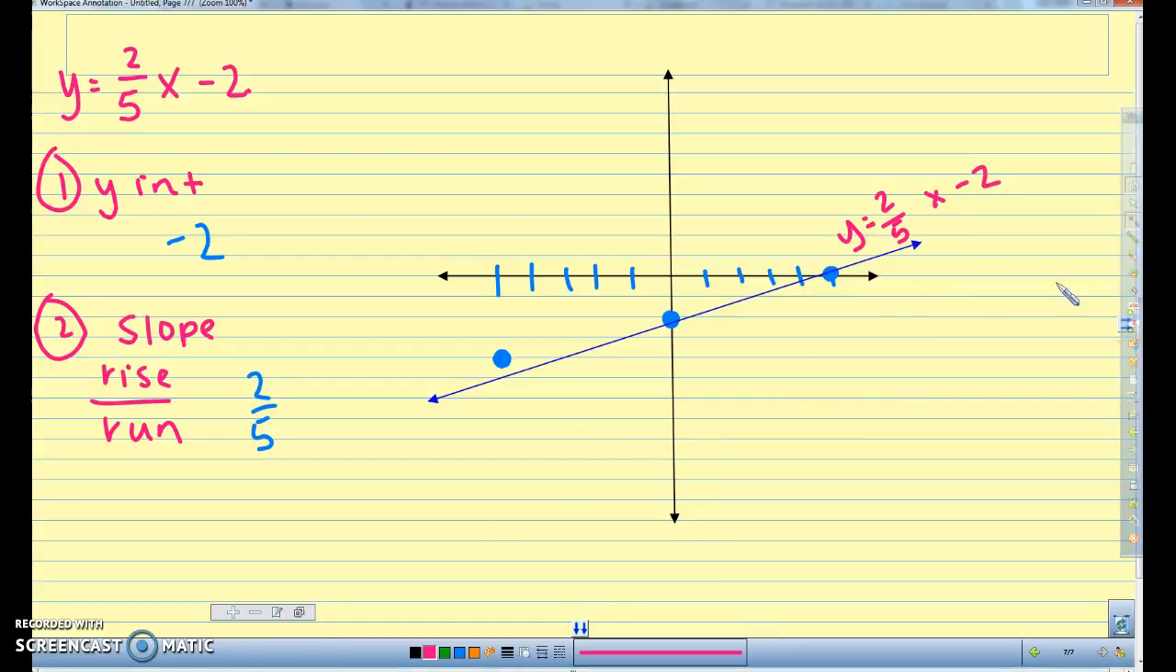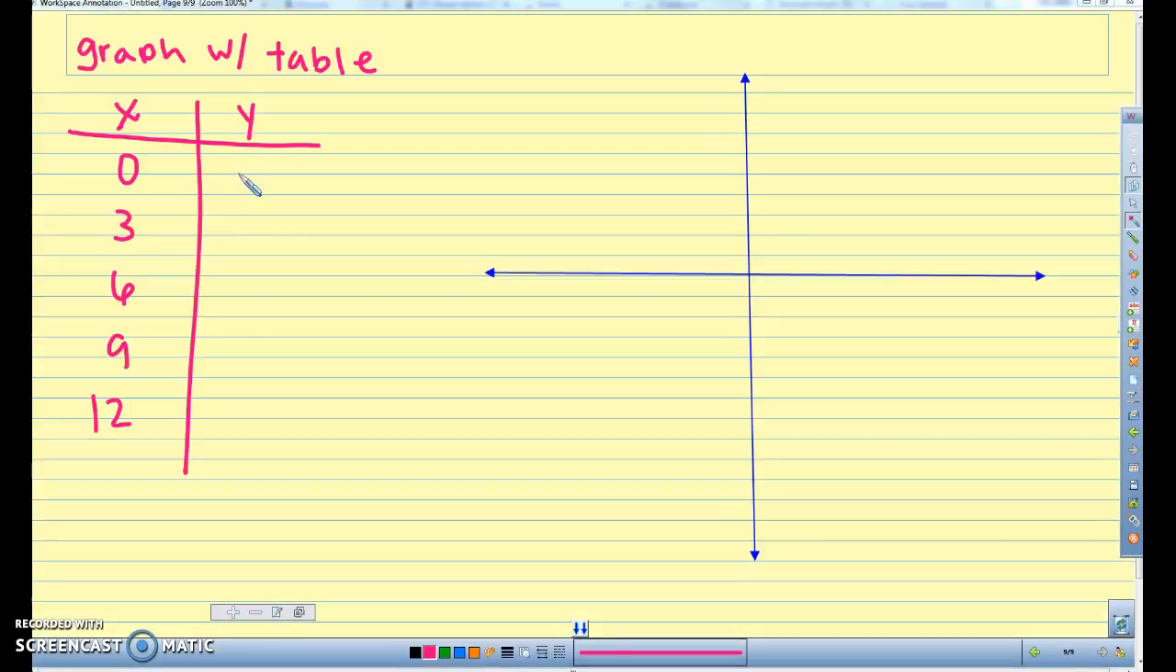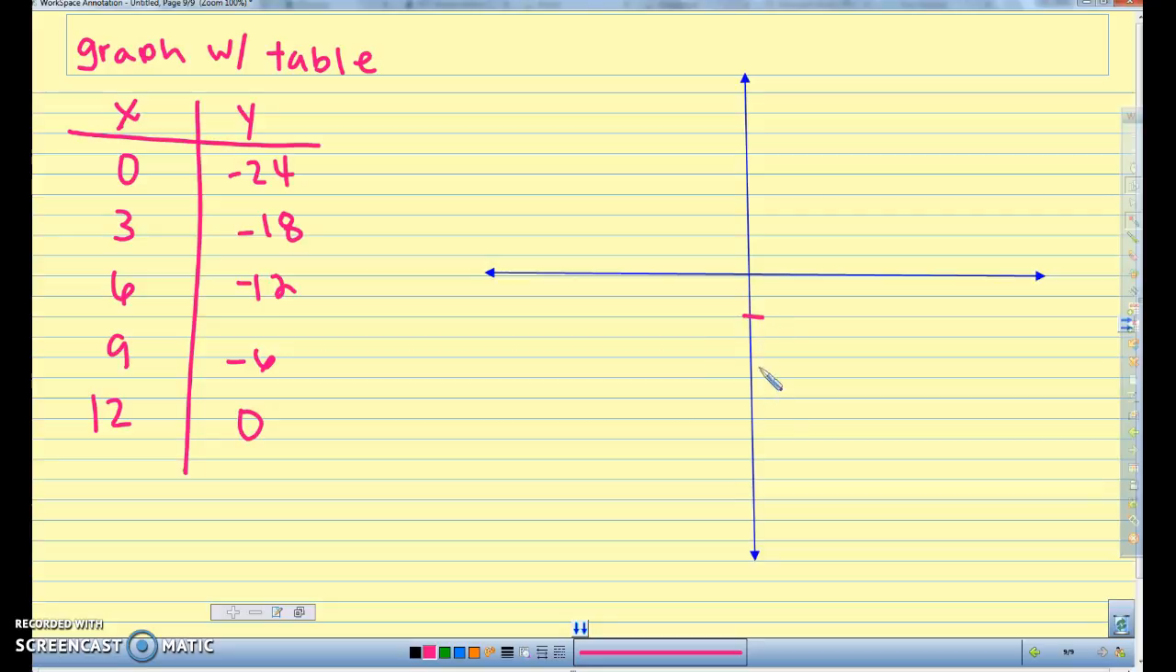I can also make a graph from a table. So if you're graphing from a table, I'm going to want to make a t-chart of my x and y values, and they will either give them to you or they will have you create one based on the formula. I'm just going to start by giving you one. So I have 0, -24, 3, -18, 6, -12, 9, -6, 12, 0. And what I can do is I can go ahead and start plotting those points. So let's draw them on a graph.